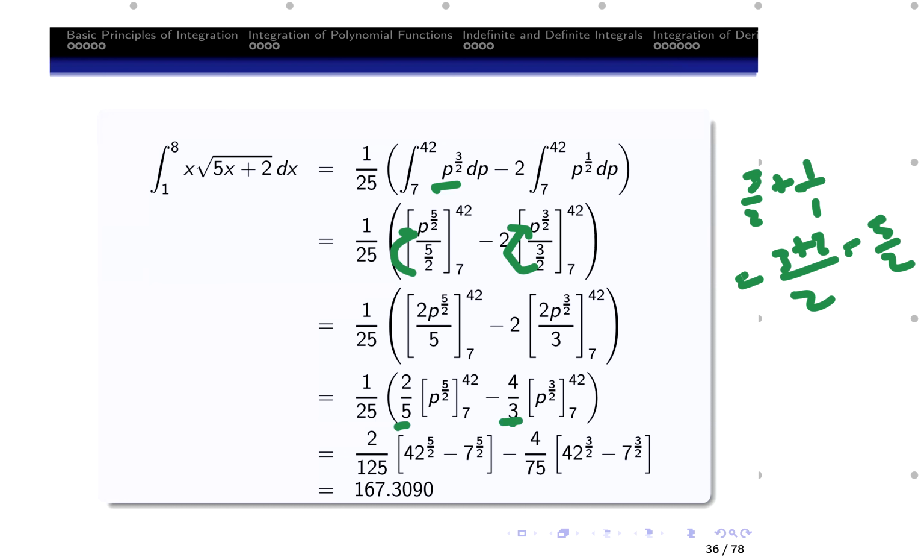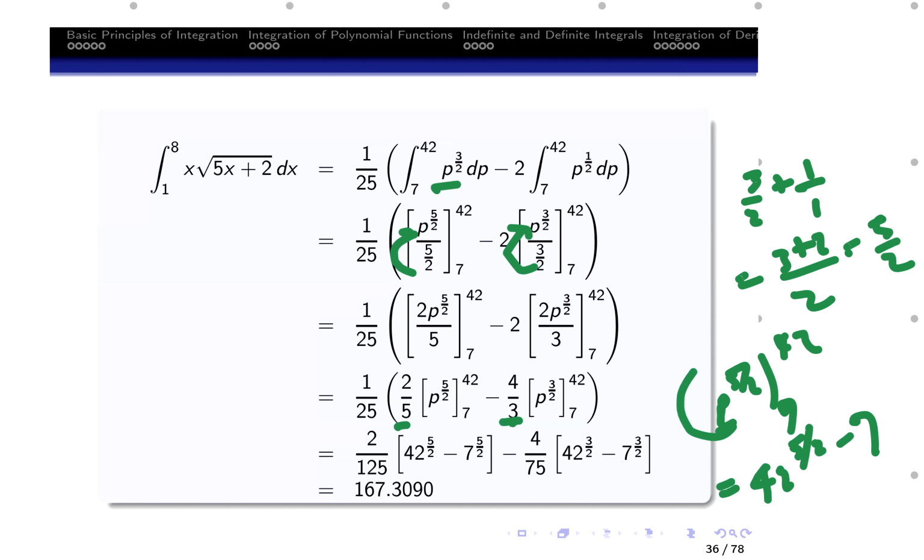So what is going to happen is you have p raised to 5 over 2 from 7 to 42. That means if you put 42, that's 42 raised to power 5 over 2 minus, if you put 7 now, 7 raised to power 5 over 2. Of course, you have to compute this using a calculator. The same thing happens here. You have 42 raised to power 3 over 2 minus 7 raised to power 3 over 2. So if you punch your calculator and do all of these maths, you end up getting 167.3090.